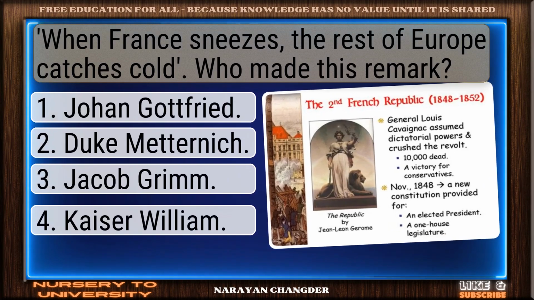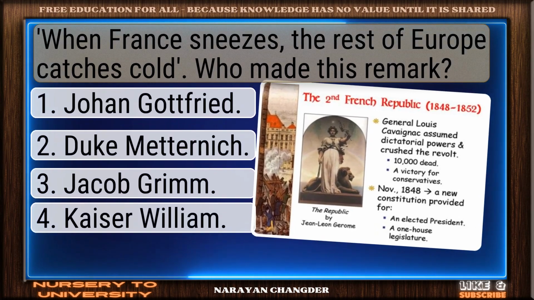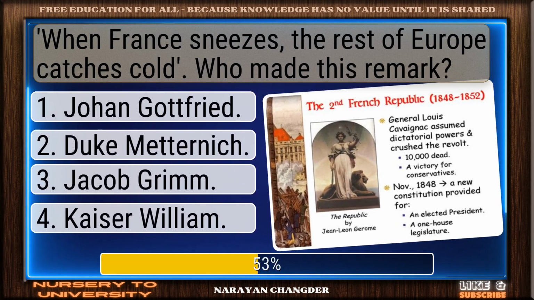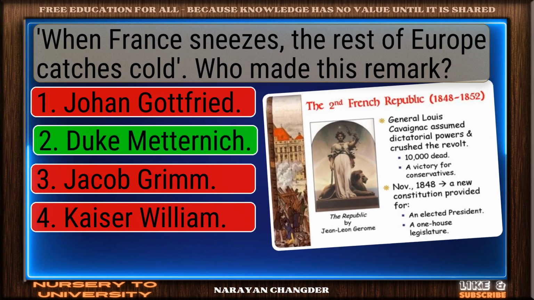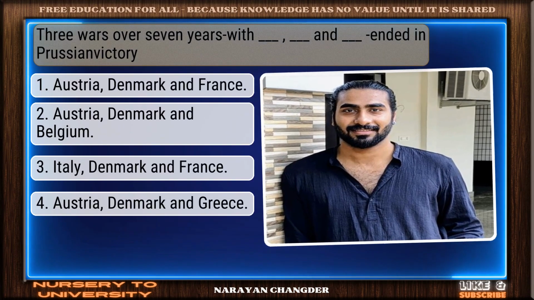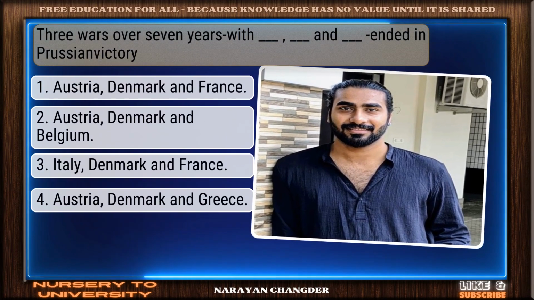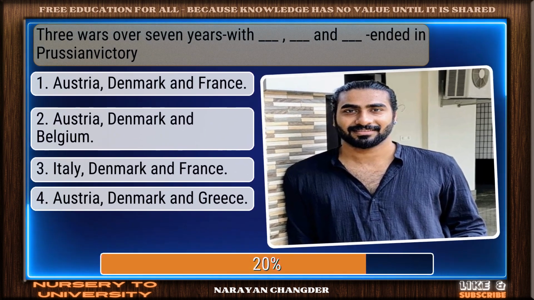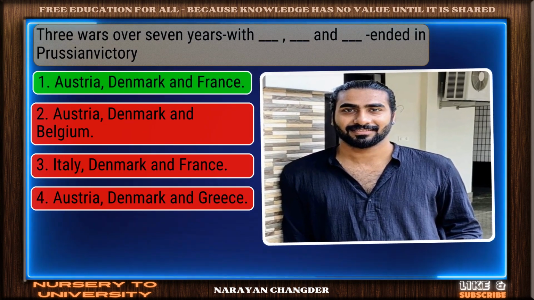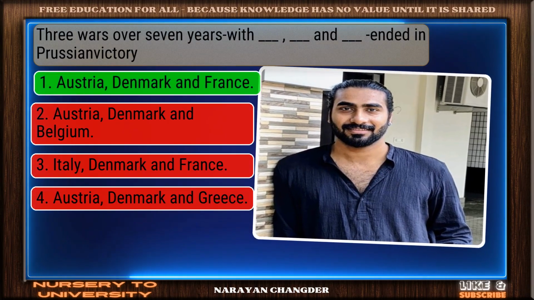When France sneezes, the rest of Europe catches cold. Who made this remark? Smart pick. Duke Metternich is correct. Three wars over seven years with dash, dash, and dash ended in Prussian victory. On track. Austria, Denmark, and France is correct.